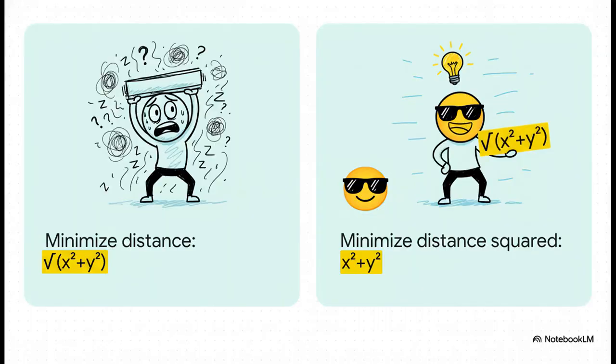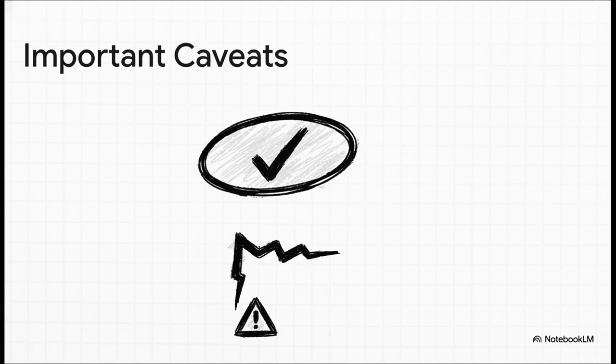Now, here is a fantastic shortcut. Let's say you're asked to minimize something complicated, like the distance formula with that annoying square root in it. Well, a lot of the time, you can optimize a much simpler version instead. For instance, minimizing the distance is the exact same thing as minimizing the distance squared. The location of that minimum point won't change at all, but the math, the derivatives, will be 1,000 times easier to deal with.